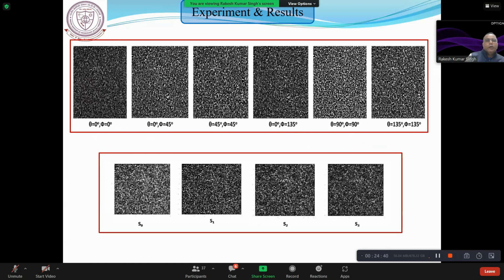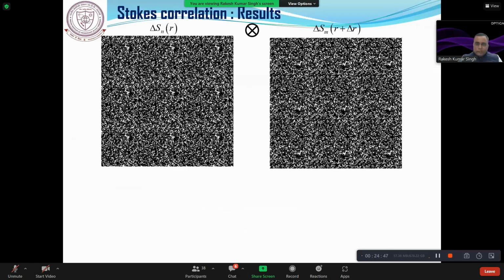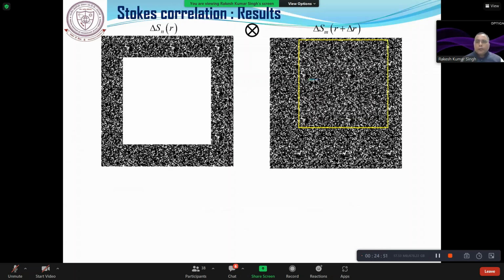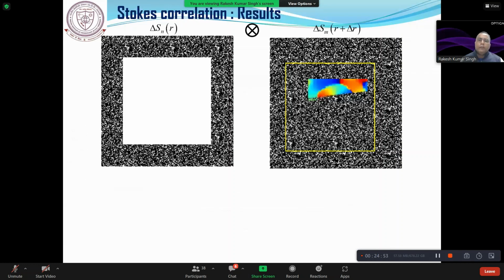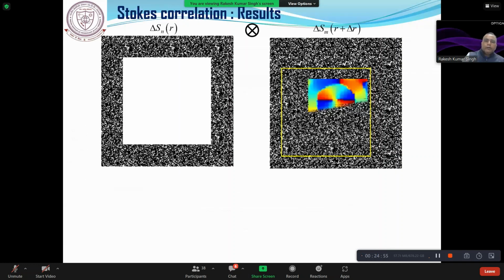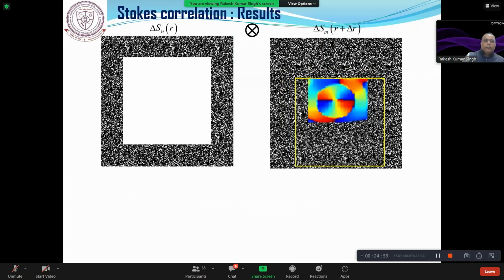So once we have the Stokes parameters, we did the spatial correlation, because we have only a time-frozen speckle, as the scattering medium is not dynamic. So recording one speckle, or only the Stokes parameters of the speckle, will be enough. And once we have the averaging of this speckle, we get the reconstruction of the target, here the OAM mode.